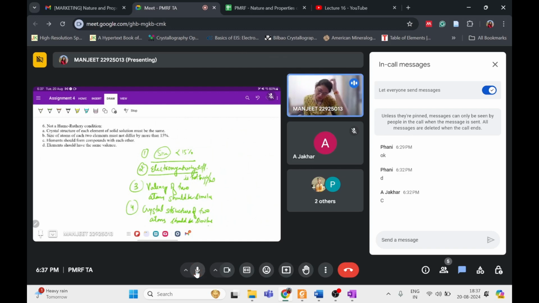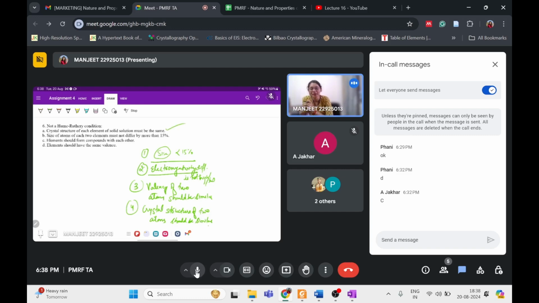So which one is not the correct one? Is it A, B, C or D? Which one is not correct? In the first one, it is mentioned that the crystal structure of each element of the solid solution must be the same. Yeah, this is the fourth one. So this is the correct one.